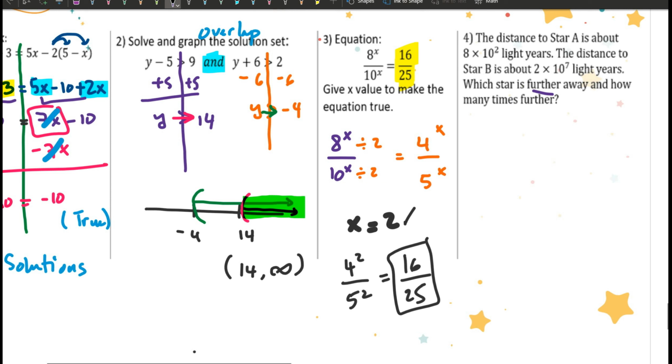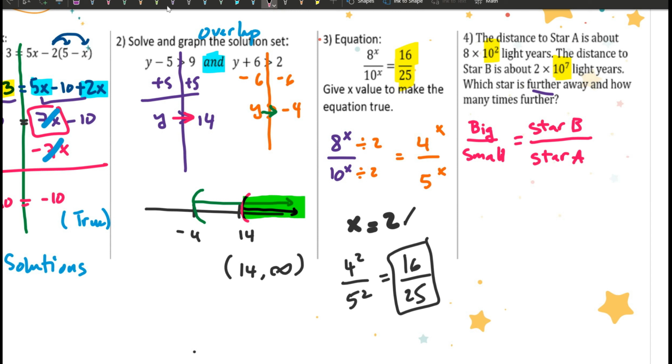So further away is star B because 10 to the 7 power is bigger than 10 to the second power. The higher the power is going to be, the more times it is going to multiply with 10, which means you get more zeros. Okay, so since star B is further away, how many times further? To find the ratio, you're going to put the big over small. In this case, it's star B over star A.